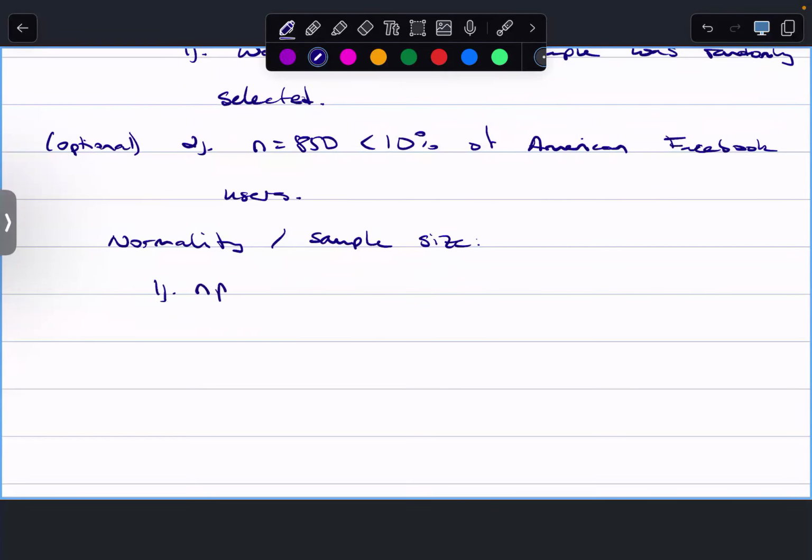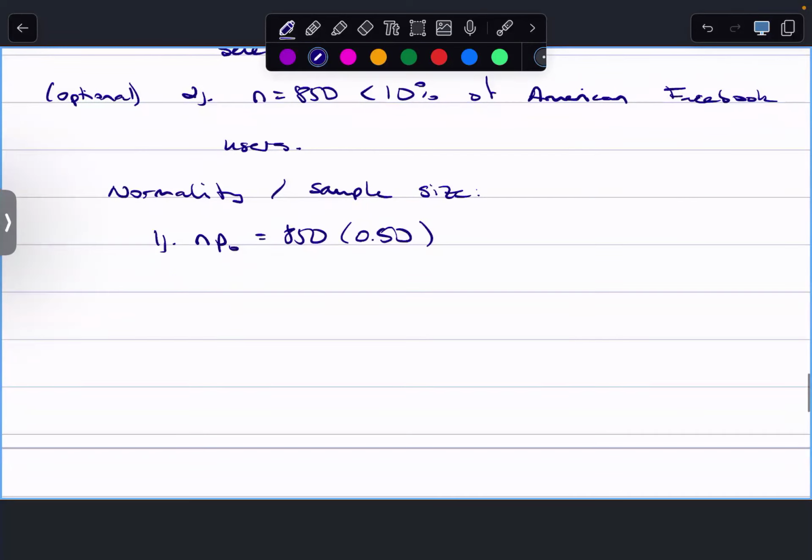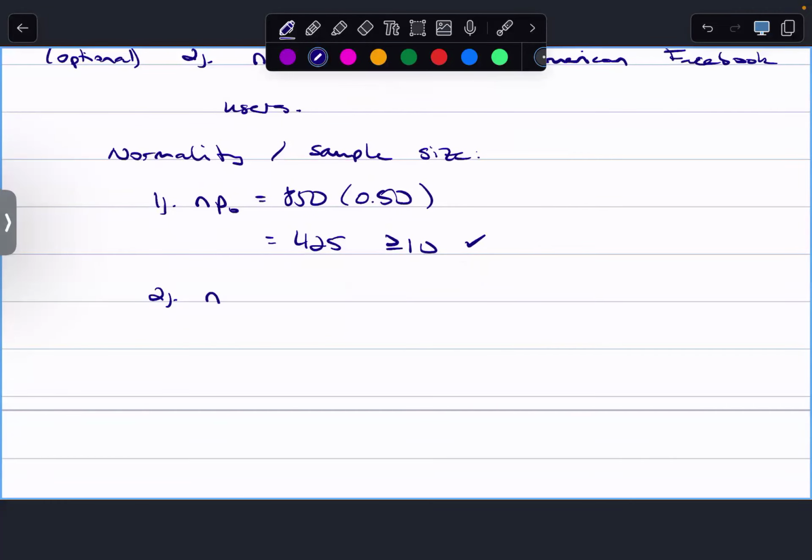first we need n times p naught, which is 850 times 0.5. Is it 425? That's greater than or equal to 10, so that checks out. Like I said, these things will always check out. It's just our job to remember to check them. Not in real life, though.